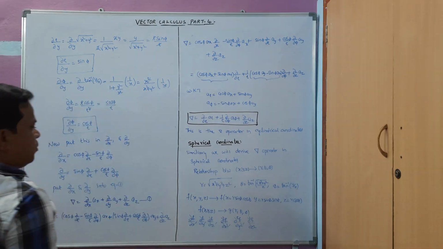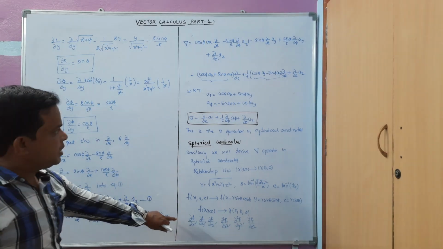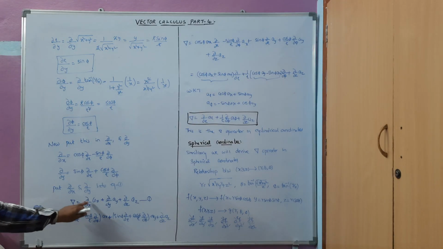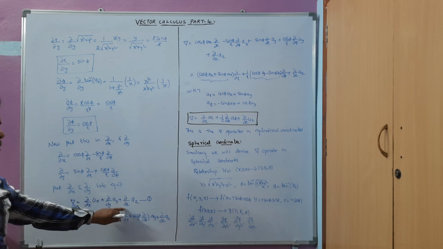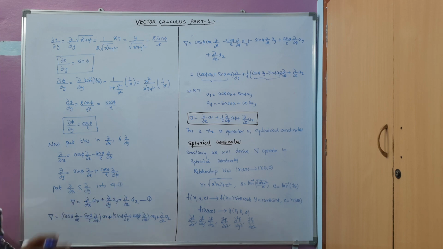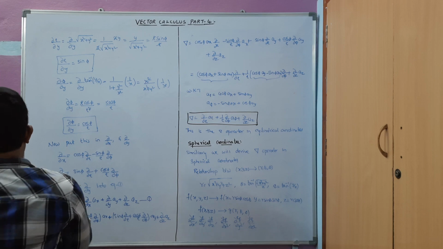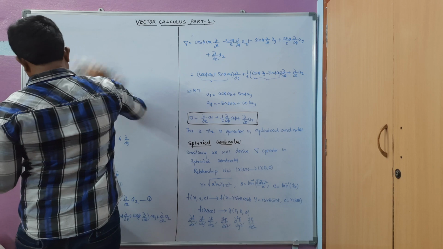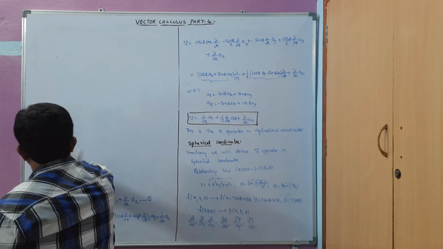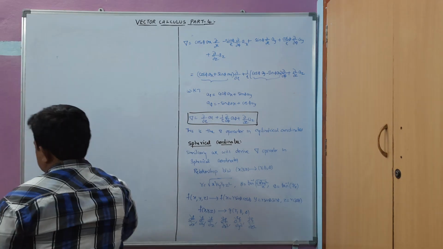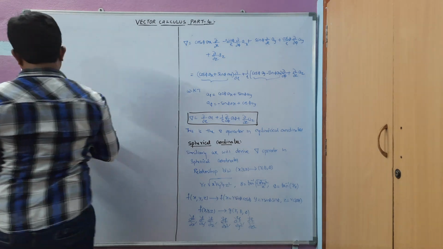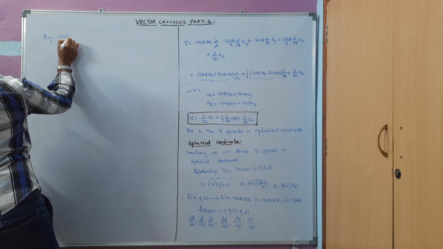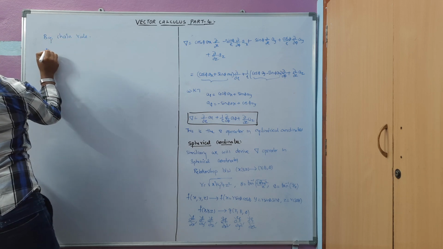Okay. Now our aim is to derive this del operator. In order to derive the del operator, we require dou by dou x, dou by dou y and dou by dou z. In order to derive these, we have to use the chain rule again. I will erase this and write the chain rule. So the chain rule for dou by dou x is as follows.